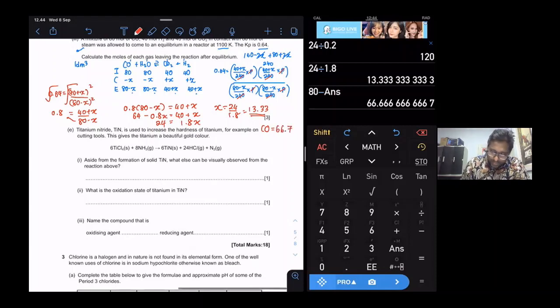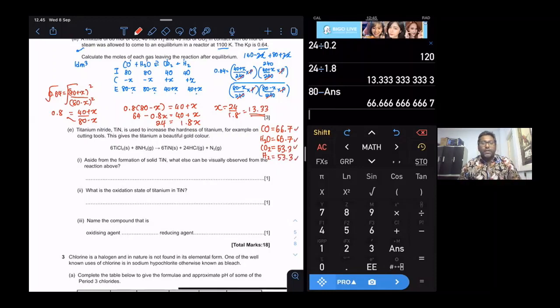So same, water is also going to be 80 minus x, which is 66.7. For carbon dioxide, it's 40 plus x, so it's going to be 53.33. I'll just put 53.3. And then the same for hydrogen. Hydrogen is going to be 53.3 as well. So these are the answers, moles.